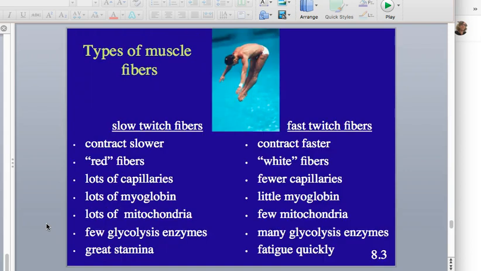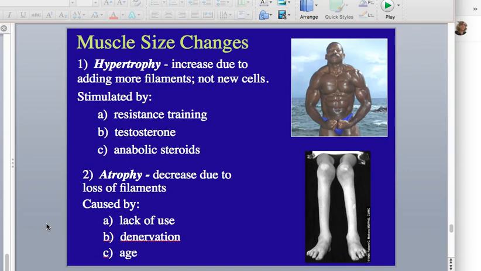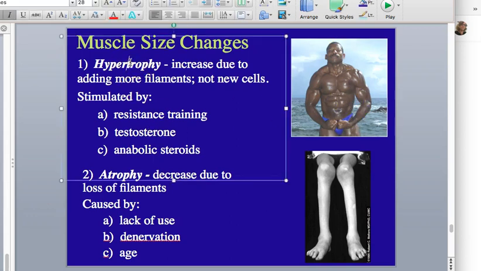And there's other reasons to work out we're not going to go into. Okay, so there's two different kinds of muscle sizes. If you have what's called hypertrophy, that's where you increase due to adding more filaments. It's not new cells, it's just within the cell you start creating new filaments. This happens if you are doing resistance training, so if you're working out. Resistance training is like weight training and that kind of thing. If you're just doing cardio, depending on what kind of cardio you're doing, that's not so much resistance training.